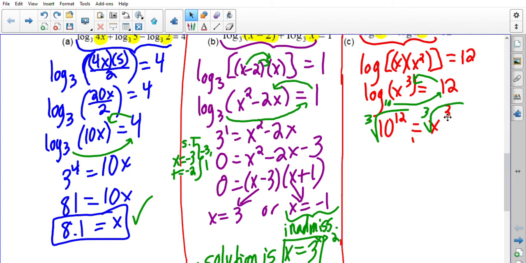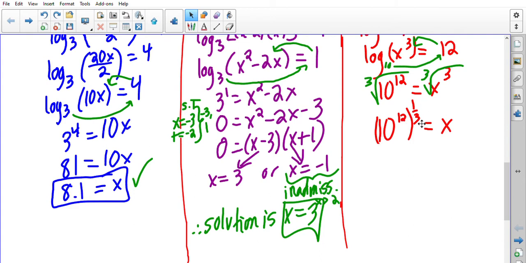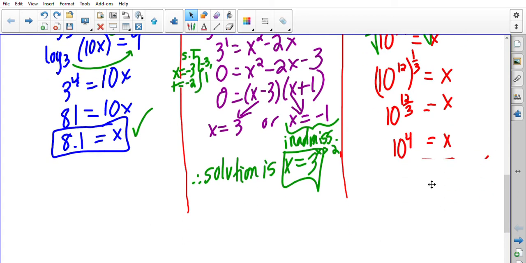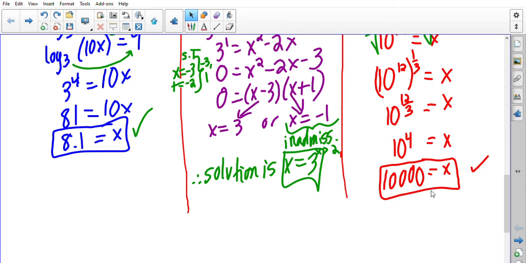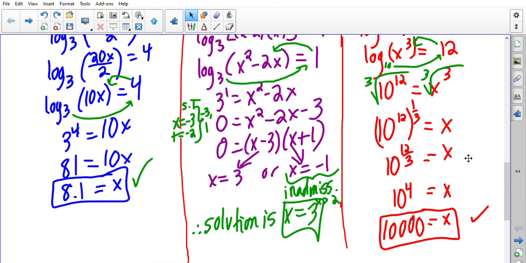So again, our goal is to get the exponent of 1. So if we do the third root of 10 to the 12, what does that actually do? Mathematically, this is taking 10 to the 12 and raising it to the 1/3. The operation between a power and a power is multiplication. So what is 12 times 1/3? That's going to give us 10 to the 4, and we know that 10 to the 4 is equal to 10,000. The 4 means it's going to be 4 zeros. Then I look back up and my restriction was that x had to be greater than 0, so this works.